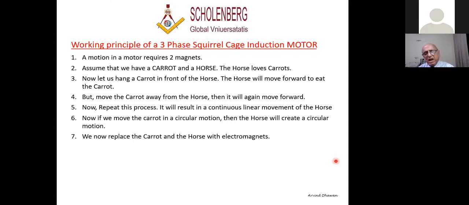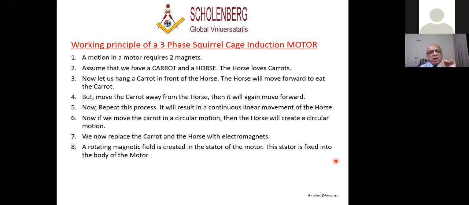I'll explain. Either you can have a linear motion, which is used in relays and in solenoid valves. And a rotary motion is used in motors and pumps. Okay, gentlemen? Now we go to the next. A rotating magnetic field is created in the stator of the motor. Now, what we are using is electromagnets.